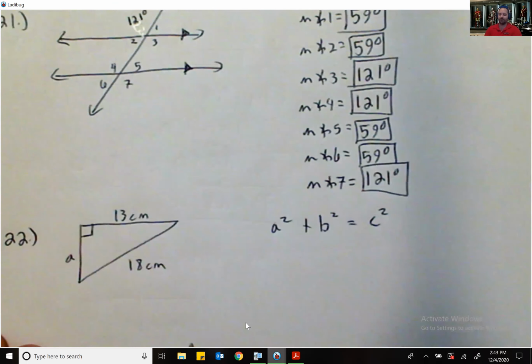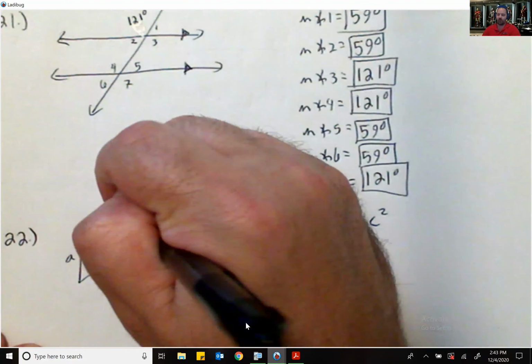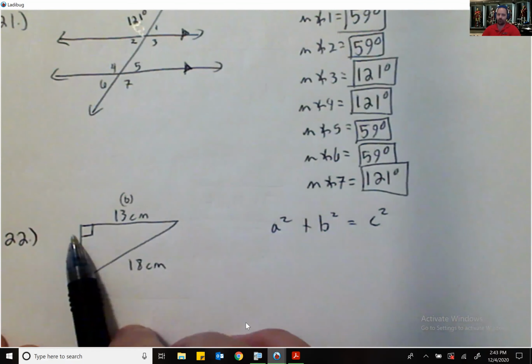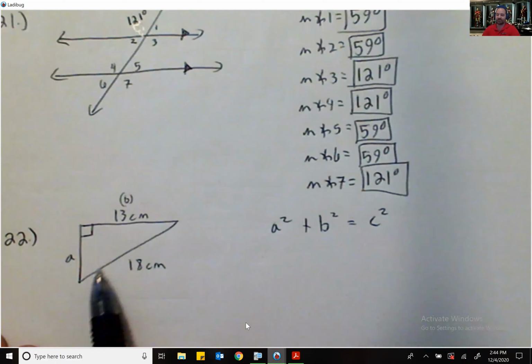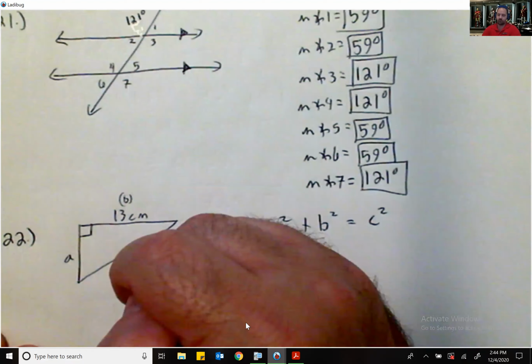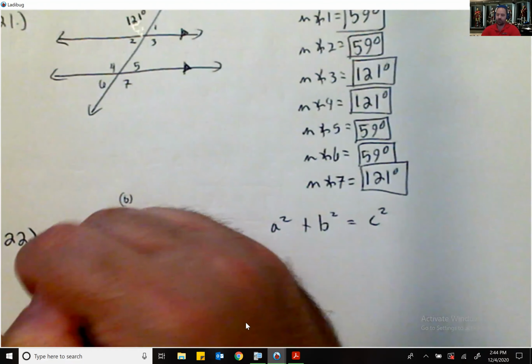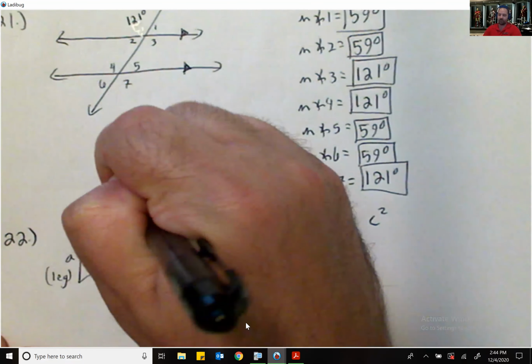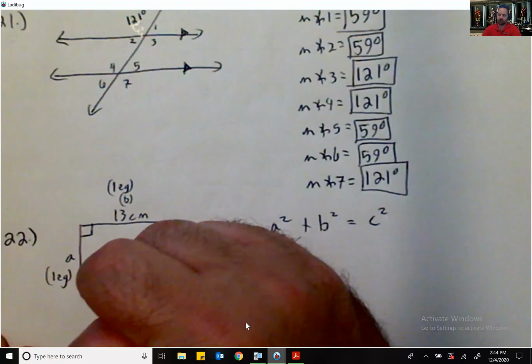So who is B, the 13 or the 18? It is not the 18. That is not B. 13. It is this guy. This is your B. Because remember, A and B are what we call the legs. And the legs form the right angle. This guy is your longest side, 18, and that's the hypotenuse. So don't forget that. This is a leg. A and B are always the legs, and this is your hypotenuse.